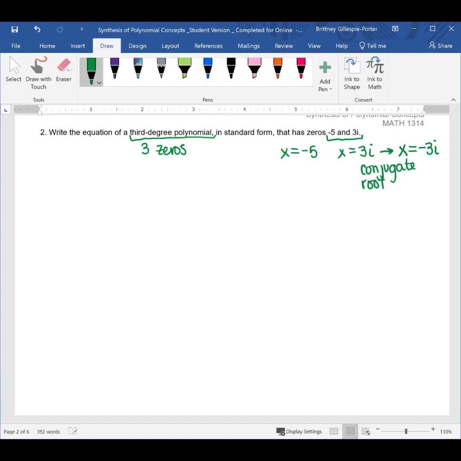You cannot have one i. If you have one i, you're a pirate. In math, we need both of them for our roots.